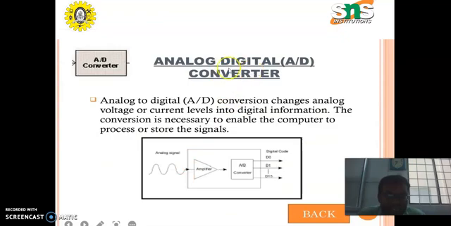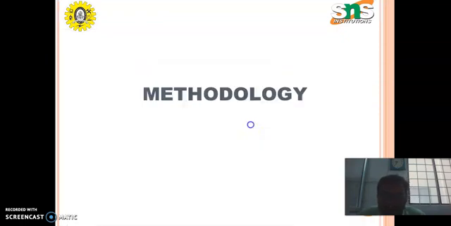And next important function is analog to digital converter. Analog to digital conversion changes analog voltage or current level into a digital representation. The conversion is necessary to enable the computer to process and also to store the signals.